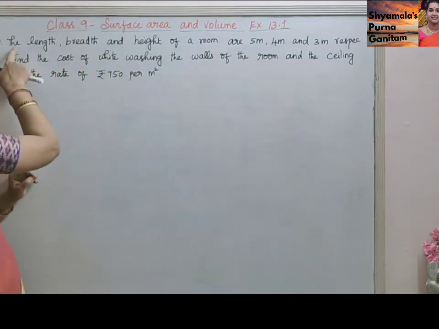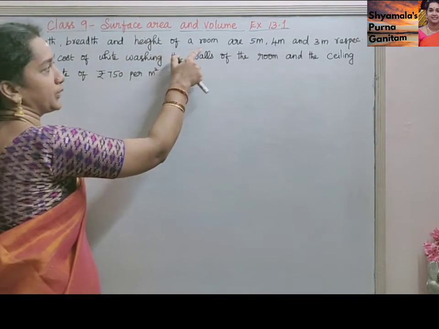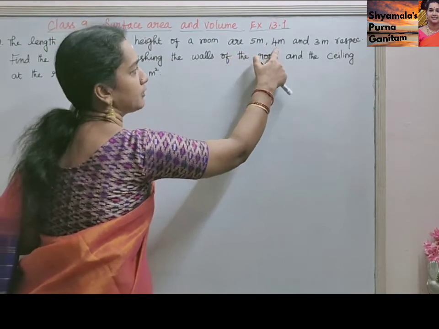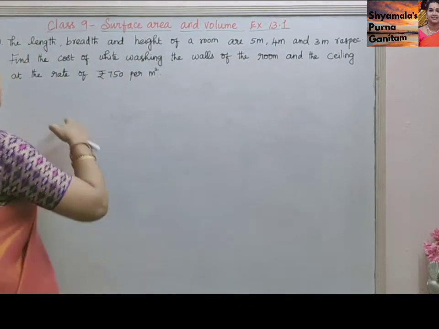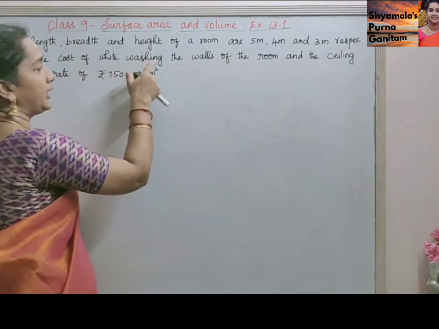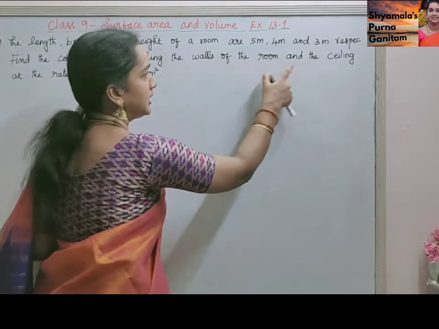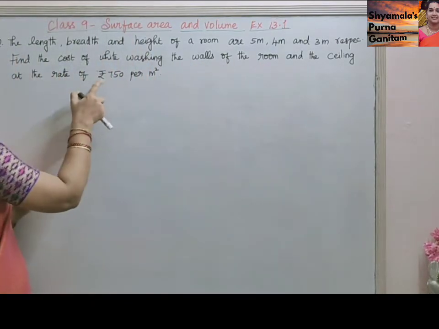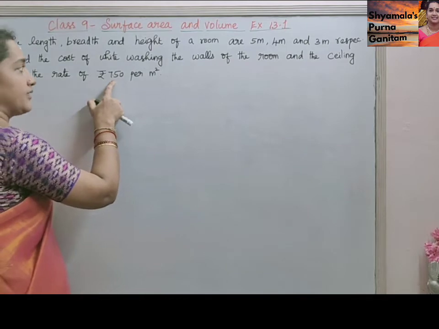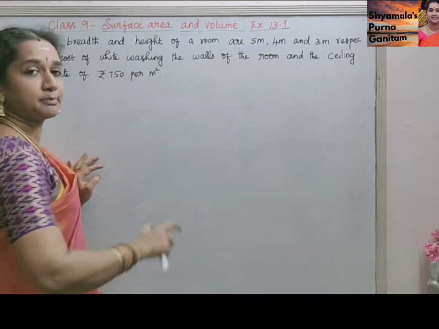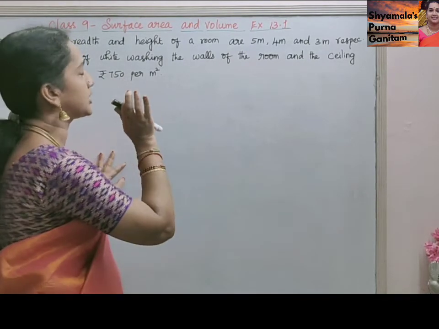Second sum. The length, breadth and height of a room are 5 meter, 4 meter and 3 meter respectively. Find the cost of whitewashing the walls of the room and the ceiling at the rate of 7 rupees 50 paise per meter square. So this is the question given.